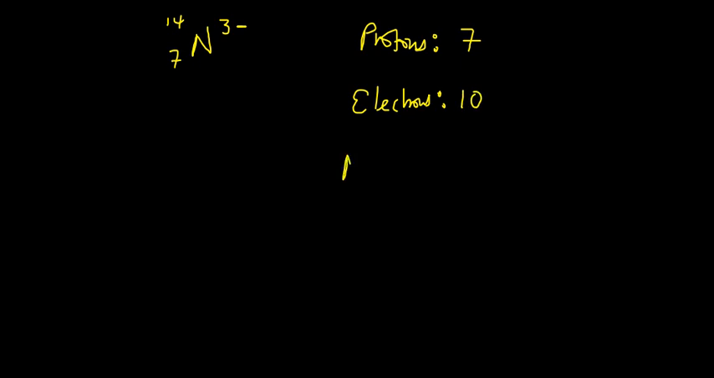And then the neutrons, remember neutrons is given by mass number minus atomic number. The mass number is 14, the atomic number is 7. Please never use the number of electrons unless that atom is neutral. So this will give us 7 neutrons also. Does this make sense?